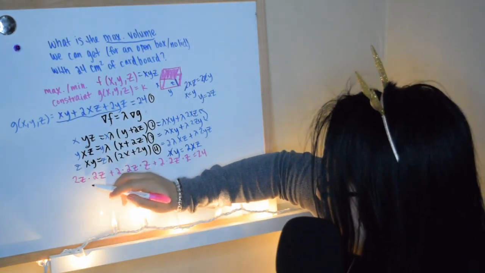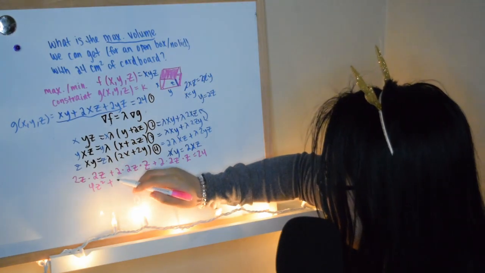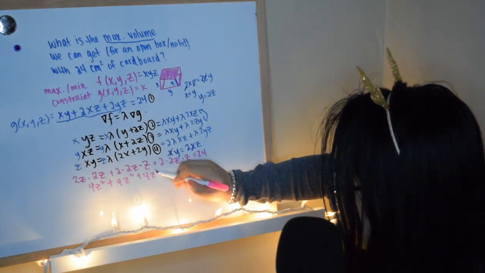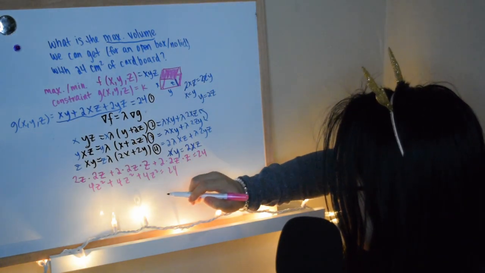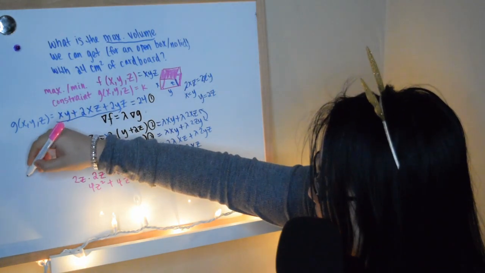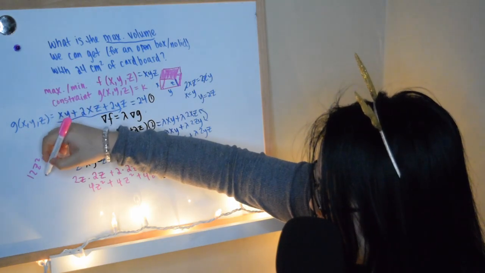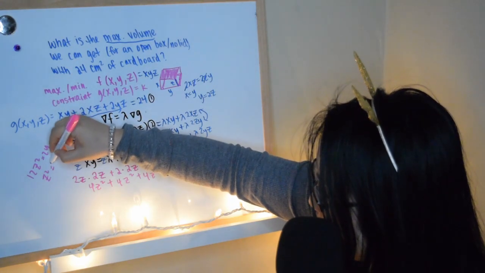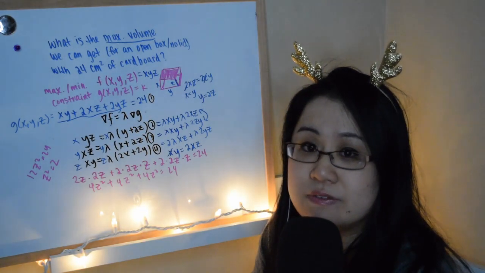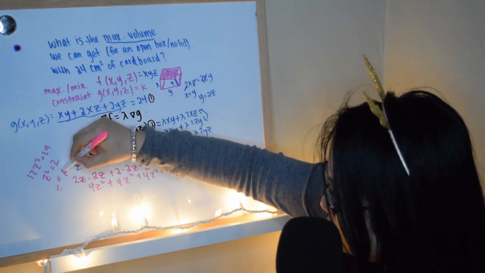So now 4z squared plus 4z squared plus 4z squared equals 24. And so 4 plus 4 plus 4 is 12z squared. 12z squared equals 24. So z squared equals 2. And since z is the length of a side, it's going to be positive. So then z is going to be the square root of 2.